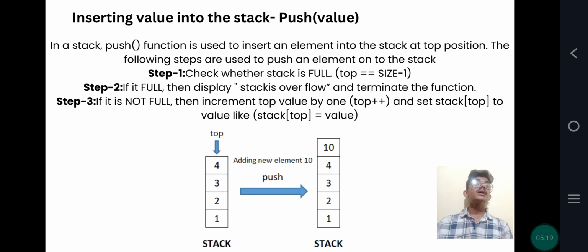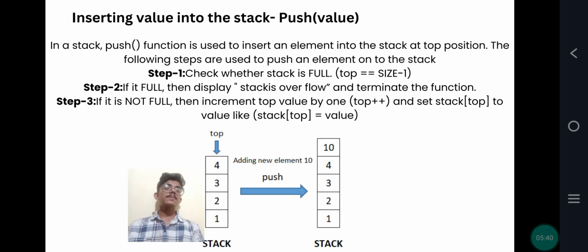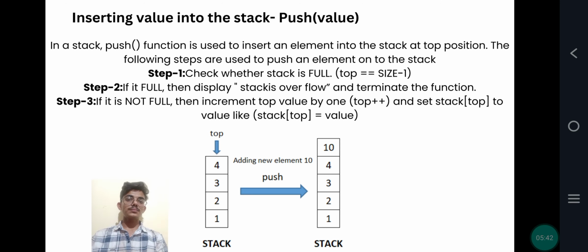Here we use this code: top is equal to size minus 1. This is the code. Next, step 2: if it is full, then display stack overflow. Otherwise, if it is not full, then increment the value by 1. That means top plus plus increment, and set stack of top to value, like stack of top equals value.